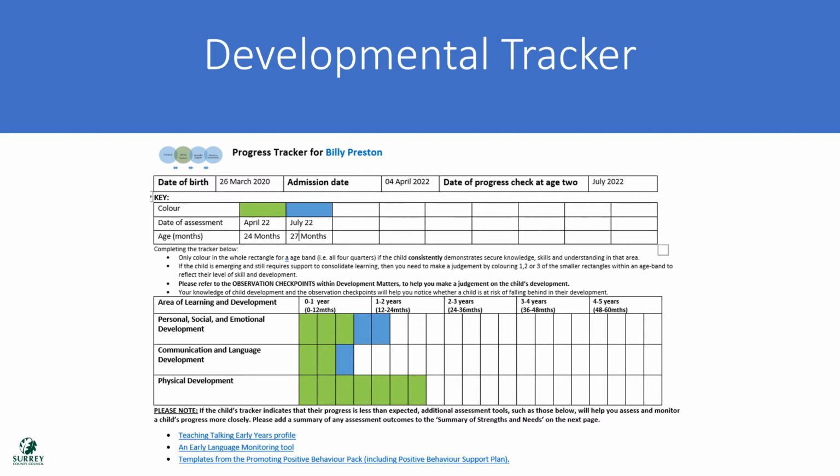To update the tracker, use a different colour to show the child's next assessment and update the key using the same colour. If a child has a mixed profile within an area of learning and development, your tracker should reflect the particular area in which the child needs most support.